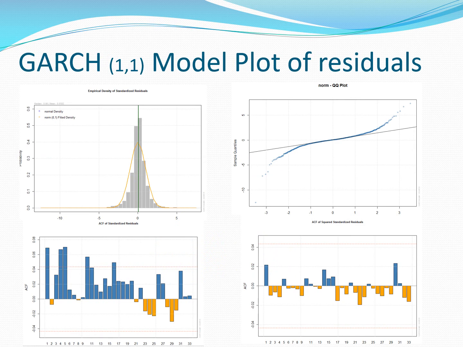The plot of the residuals after applying the GARCH 1,1 is shown. The graph on the top left is showing the distribution, which seems rather symmetric. The QQ plot is assessing normality, and the plots below are the ACF of standardized residuals versus the ACF of squared standardized residuals. There are no significant lags in the squared standardized residuals, which suggests that the squared residuals are uncorrelated over time.